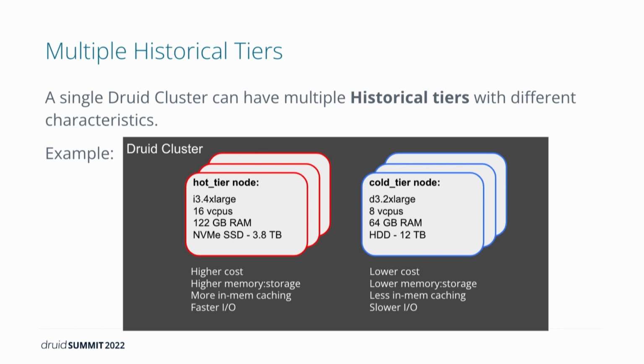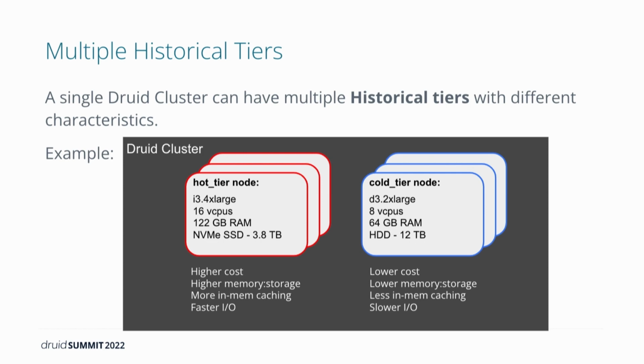Then you could have another set of servers, which we're calling cold tier here, that have a lot less power. In this example, we're using D3 2x larges for this, where there's 8 vCPUs for each of these, 64 gigabytes of RAM, and a lot more storage. It uses hard disks, which are slower than the SSDs on the other ones, and a lot bigger ones, so there's a lot more storage in these servers. So this renders different combinations. There's a higher cost per gigabyte of storage in the hot tiers than there is in the cold tier.